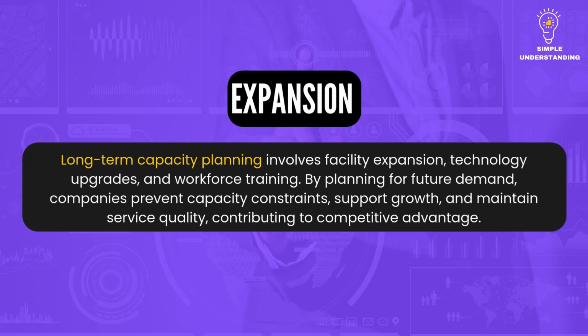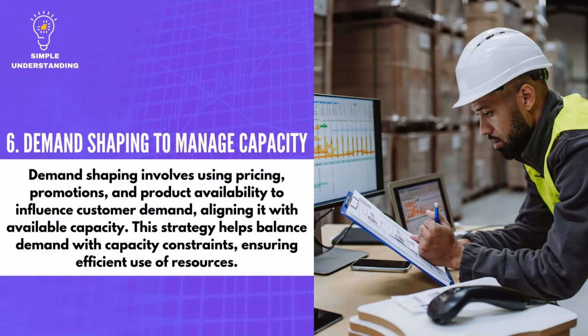By planning for future demand, companies prevent capacity constraints, support growth, and maintain service quality, contributing to competitive advantage. 6. Demand shaping to manage capacity. Explanation. Demand shaping involves using pricing, promotions, and product availability to influence customer demand, aligning it with available capacity. This strategy helps balance demand with capacity constraints, ensuring efficient use of resources.